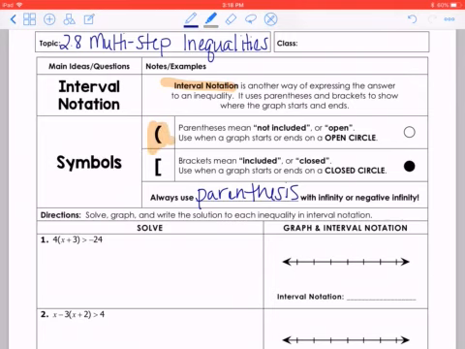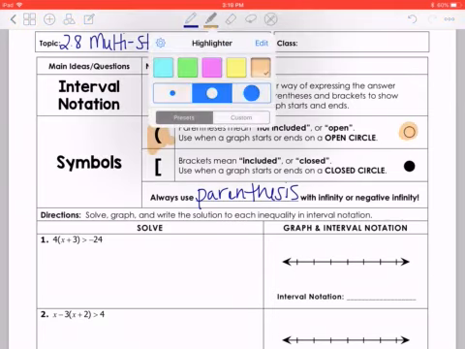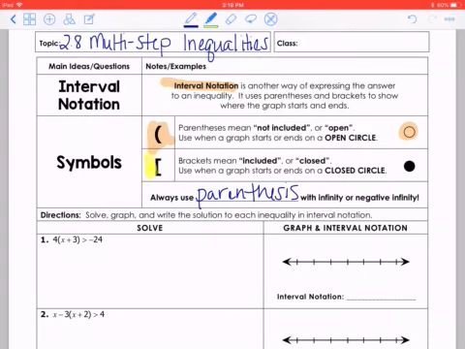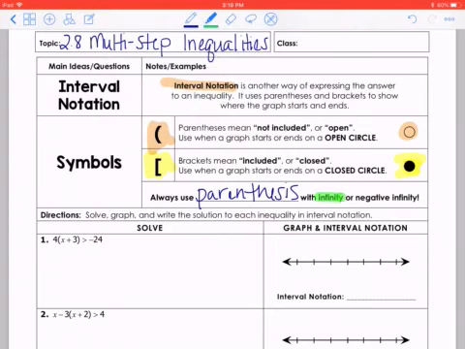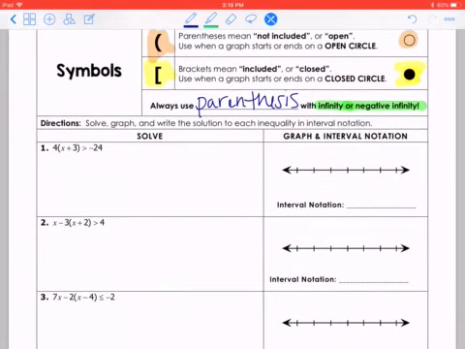It uses parentheses and brackets to show where our number line graph starts and ends. We use parentheses when it's an open circle, and we use lovely brackets when it's a closed circle, and I will run through many examples. We're also going to use parentheses when we use something called the infinity or the negative infinity. So let's just go ahead and start solving, and from there we will actually address the interval notation.